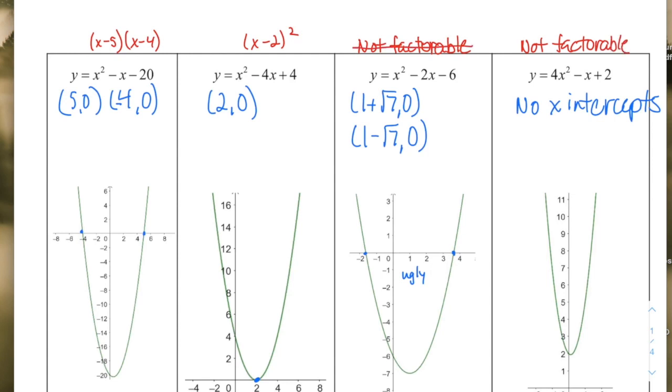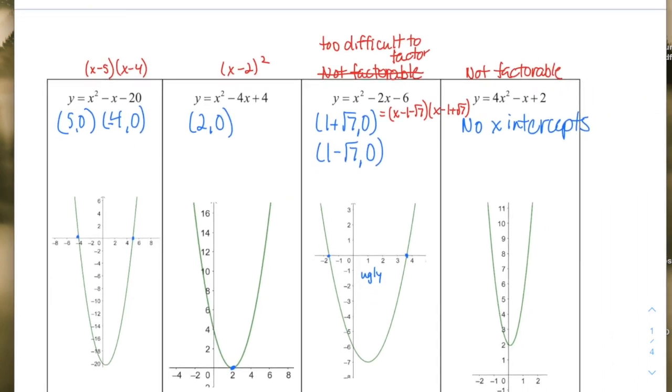Maybe I should correct this. Too difficult to factor. Technically, we could write this as x minus 1 minus root 7, x minus 1 plus root 7, but that's pretty difficult to do. So what I've done here is I've just summarized what we've done with the quadratic formula and how it relates to the graph.